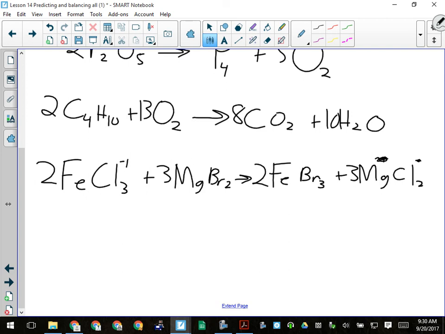As long as you switch the non-metals or switch the metals, the end result's the same. In actual fact, it doesn't matter what order I write the products in. I could have written the magnesium compound first and the iron compound second. There's no rule on what order.